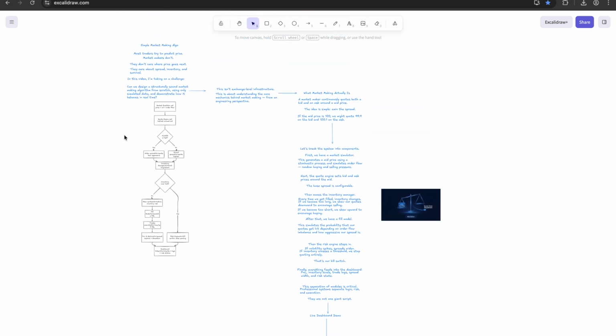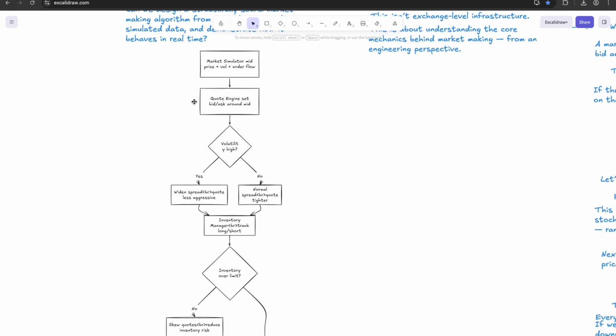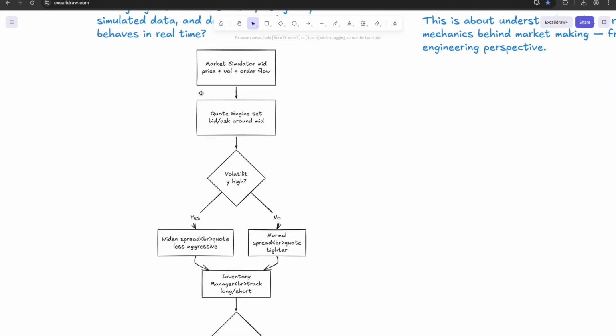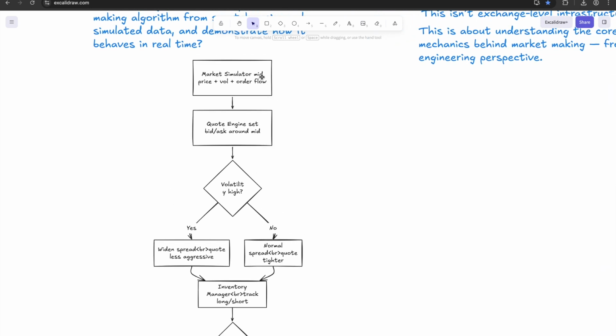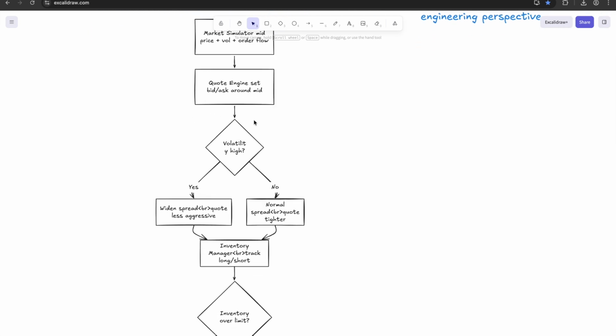So one more thing that I want to show is, let me just go here. So this is basically a flowchart that I have created for you to understand and get the whole video in just one nutshell. So market maker, a market simulator, mid price plus volatility plus order flow. We get this and we put it into the quote engine, right? And then the quote engine basically sets the bid and the ask around mid, and then it decides if the volatility is high, yes or no, right?